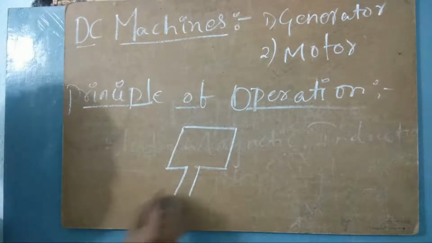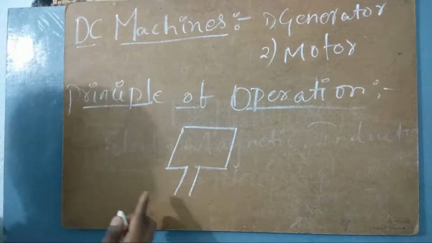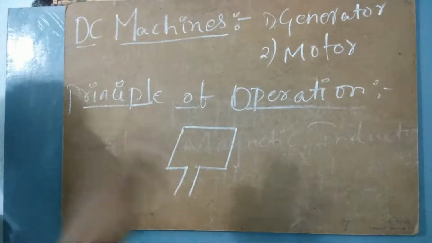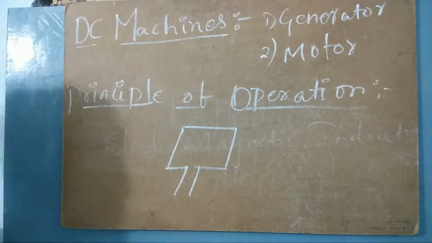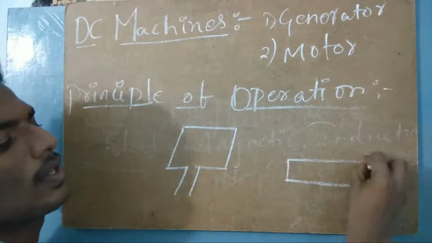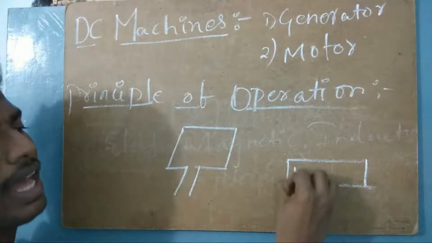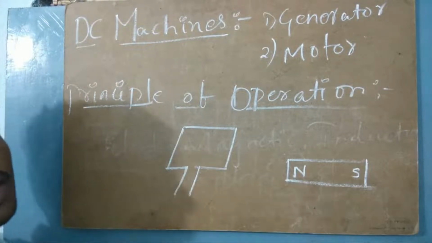So what happens automatically when you supply power or when this is kept in a static magnetic field? Now what is the magnetic field? Why is it coming into the picture? You might be having that kind of doubt. So let us understand magnetism first. Have you ever seen a bar magnet? The bar magnet will have two poles which are opposite in sign. One is north and the other one is south.